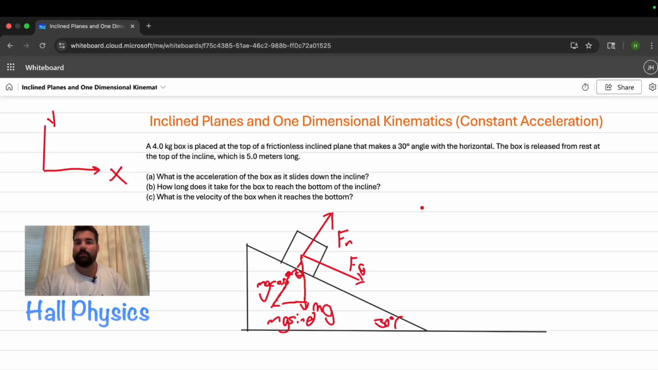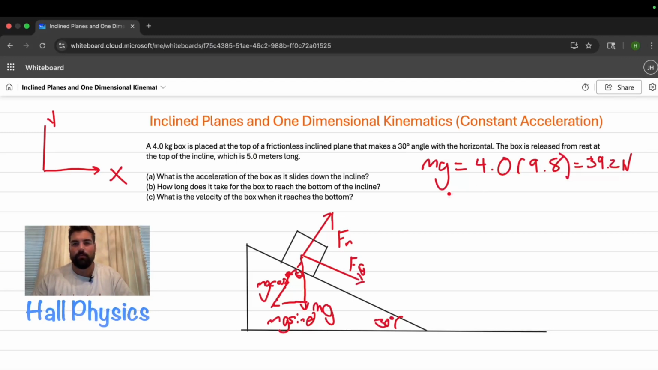So I'm going to go over here to the top right. Okay, we know the mass of our box. We know gravity is 9.8. So mg is going to be 4 times 9.8. That's going to equal 39.2 newtons.